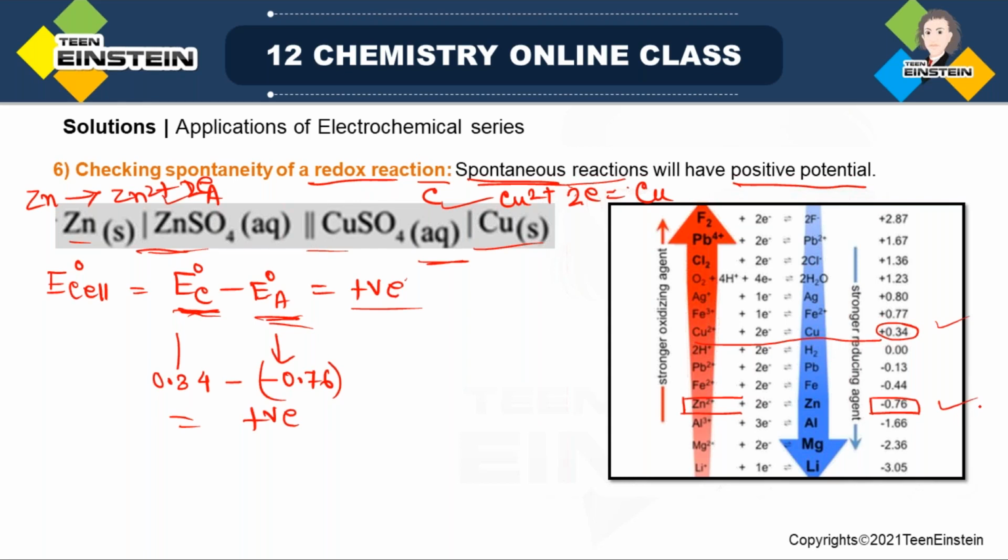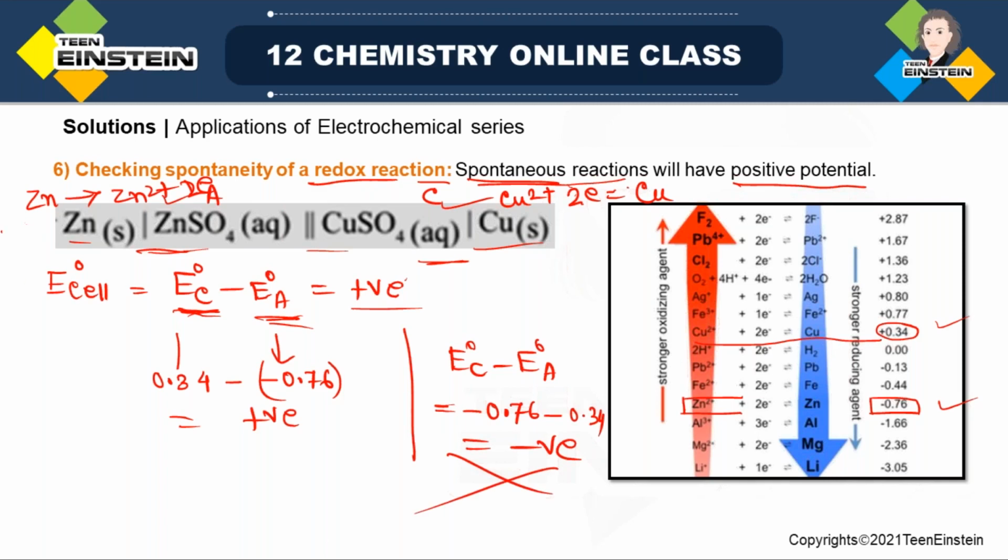Okay. But suppose it is opposite, that is, the copper system is present in the anode and the zinc system is present in the cathode. Then obviously the value now will be negative, because in this case E0C minus E0A will be minus 0.76 first, then minus 0.34. So obviously, as it is negative, this reaction is not possible. So this cell representation is correct, but if you do the reverse, it will not be correct. That is, it will not be practically possible.